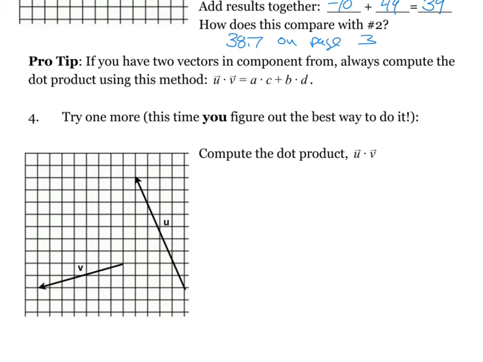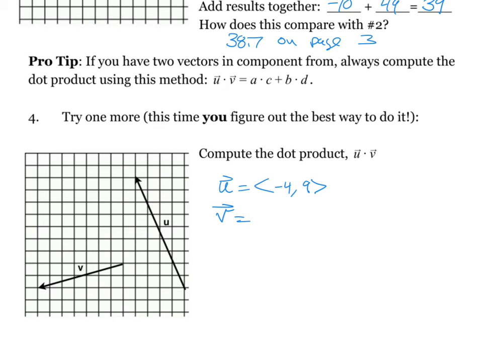So let's try an example of that. I have two vectors now, u and v, and I want to compute their dot product. And I don't need to put them together tail to tail. I don't need to measure their angle. All I need to get is their components. So components of u are, looks like it's 4 units to the left, and 1, 2, 3, 4, 5, 6, 7, 8, 9 units up. So its components are -4, 9.